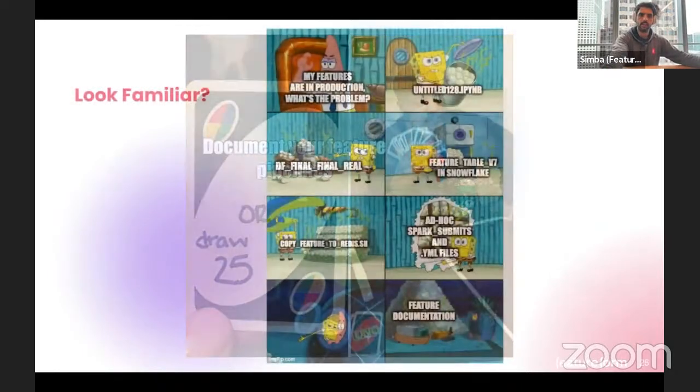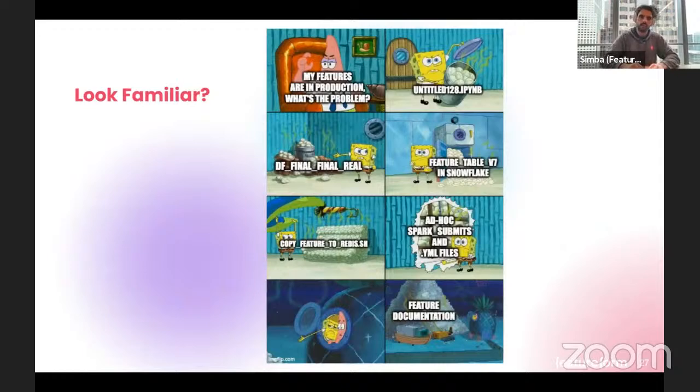So they're deeply tied. And so you avoid situations like this where your features are in production, but you have these untitled notebooks that you ran to build them. You have your DF finals, your feature table v7, your Spark submits and YAML files. This is what we aim to solve by kind of being a framework for the feature pipeline from end to end.